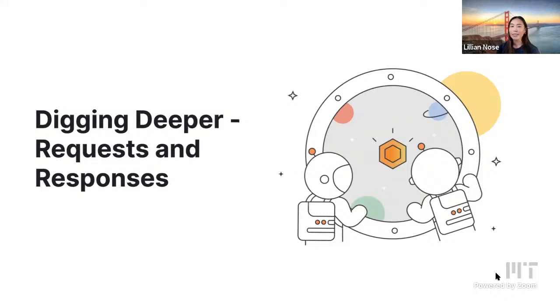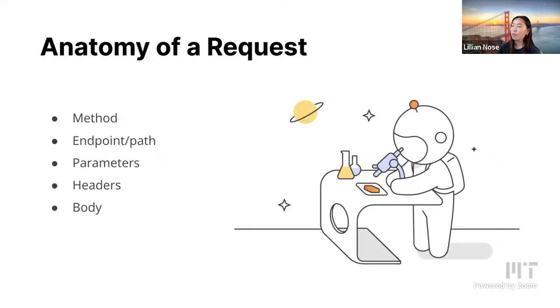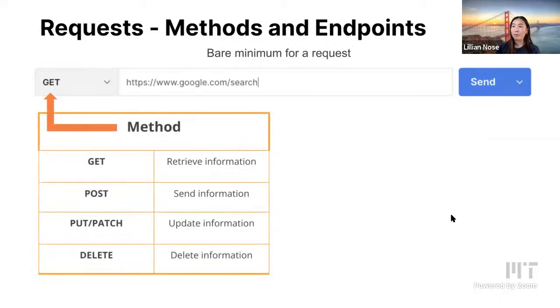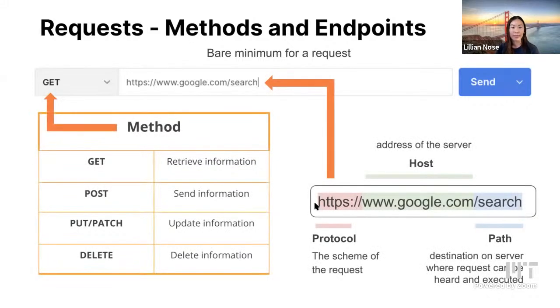All right, so let's dig a little bit deeper and let's look at our requests and responses. We're going to go through the anatomy of each of these, and we're going to go through the method, the endpoint path, the parameters, the headers, and the body. So for the bare minimum for a request, you don't need all of those things that I mentioned before, but you do need a method and an endpoint as the bare minimum for any request.